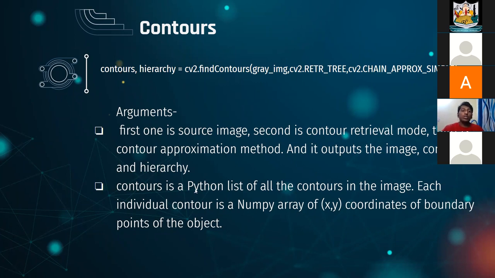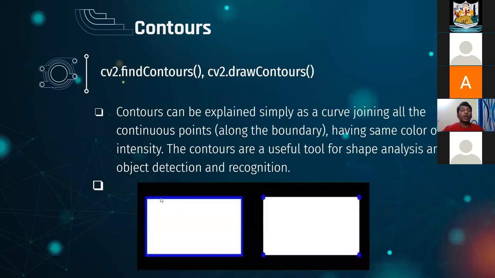Now, what is the contours? It's a list of all the contours in the image. Each contour is an array of the coordinates of the boundary. Like you have this pixel coordinate, this coordinate, this coordinate, spaced a little. You have all these points. That's the contour.